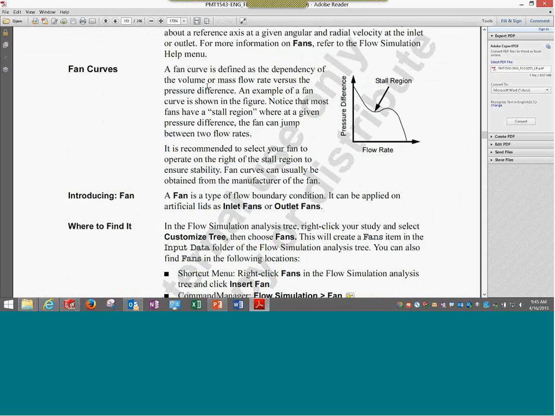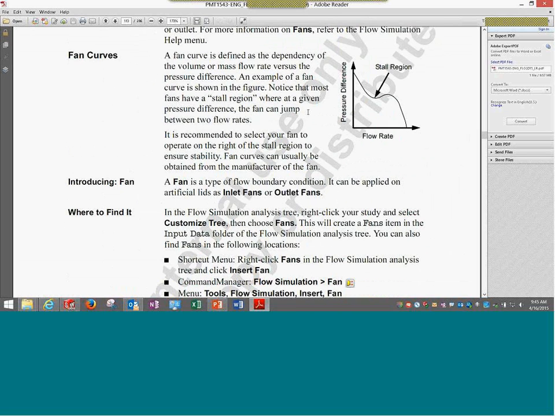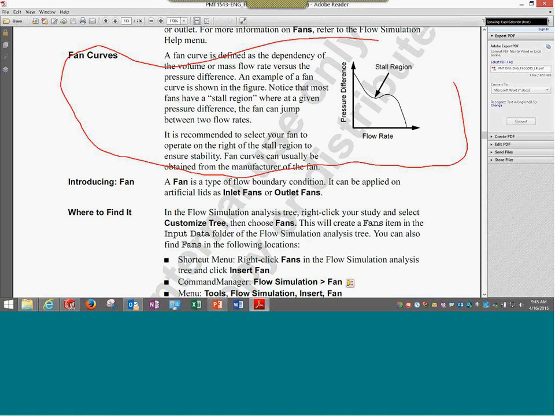In terms of the manual, the text they try to explain is somewhere here, the fan curve. The point I mentioned here is something like this. Fan curves can usually be obtained from the manual. It's recommended to select your fan to operate on the right of this stall region to ensure stability. So this is what is very important. This is the way fans are decided and selected. So here what has been used is this stall region.